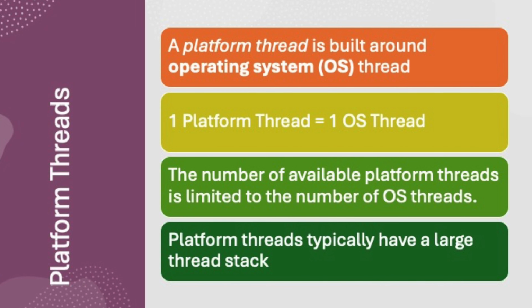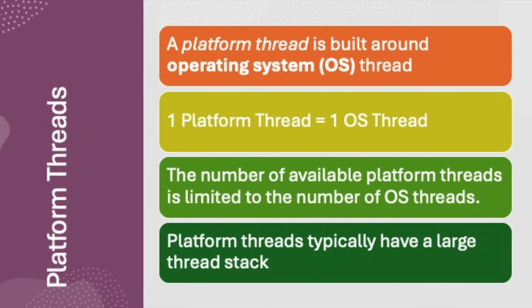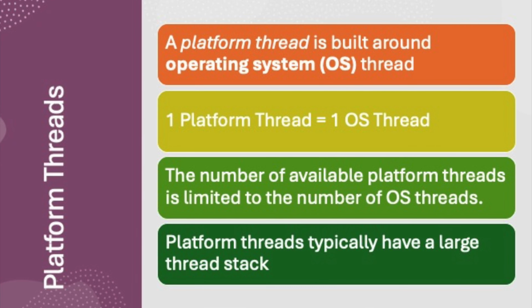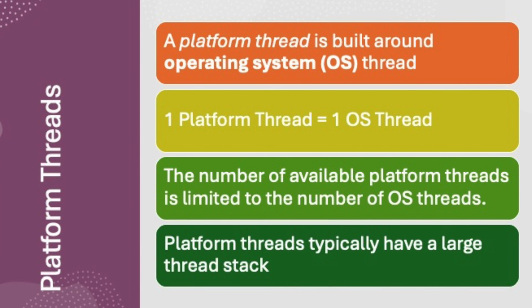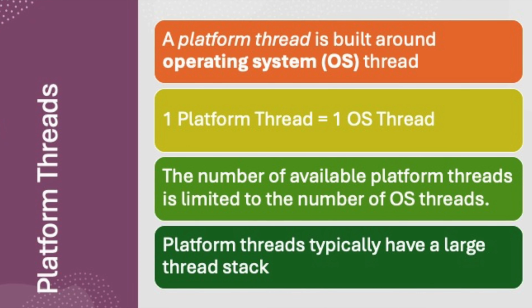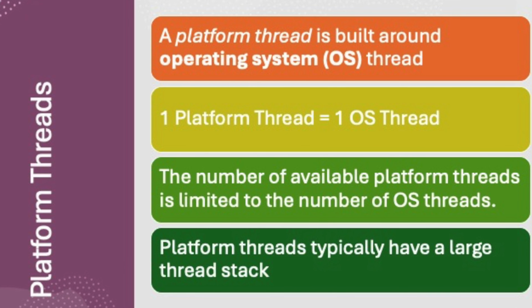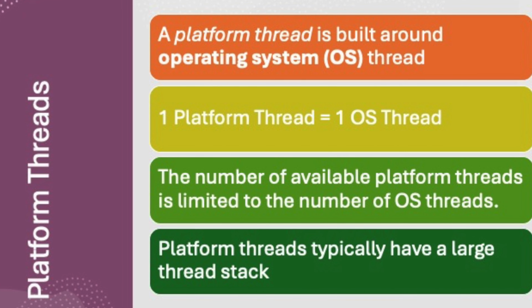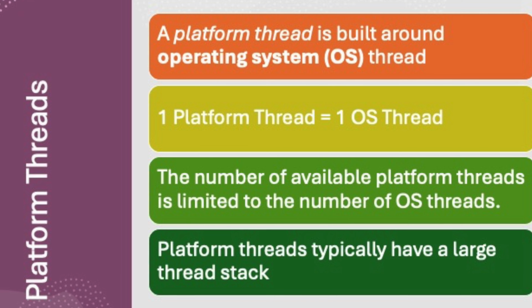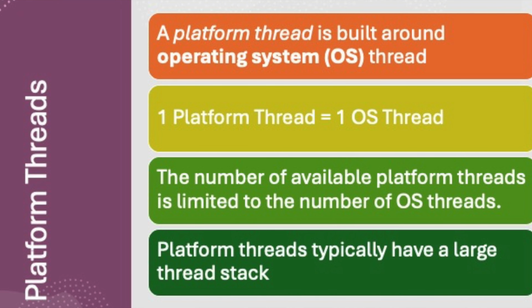This means that each Java platform thread corresponds to a single OS thread, and the OS is responsible for scheduling and managing these threads. The number of available platform threads is limited to the number of OS threads. Platform threads typically have a large thread stack and other resources that are maintained by the operating system.